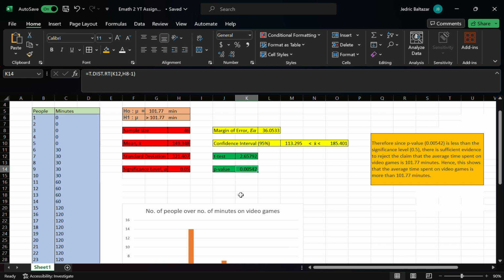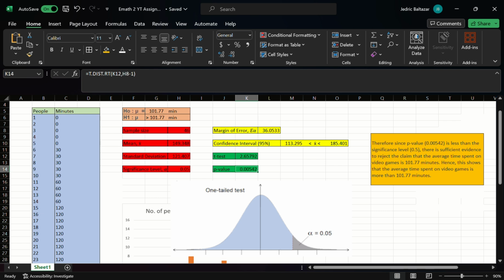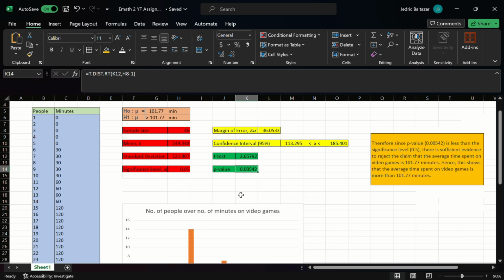Now for p-value, since our alternate hypothesis has a clear direction of being more than the null hypothesis, we use a one-tailed test for our alternate hypothesis. So using the Excel formula of t.dist.rt, which is the Excel formula for our one-tailed test, we get our p-value of 0.00542. Now in the brackets here, as you can see, we have our t-test value and we have our sample size minus 1. So now that we have our p-value, we can compare it with the significance level.